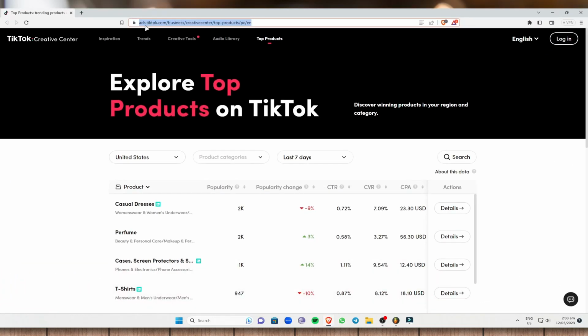That is ads.tiktok.com/business/creativecenter/topproducts/pc/en. Now, if you have entered that in your Google search bar and you're on the page, automatically go to top products. So right here on top products, these are the top products that currently trend in your region.